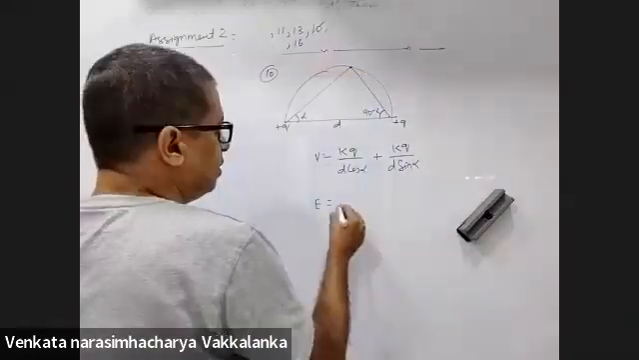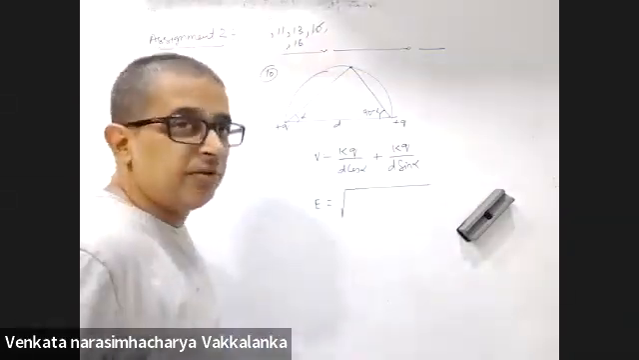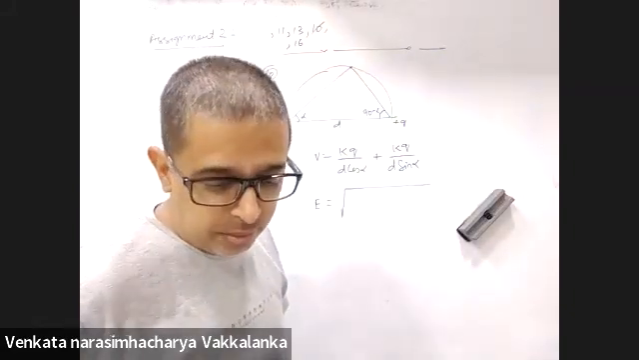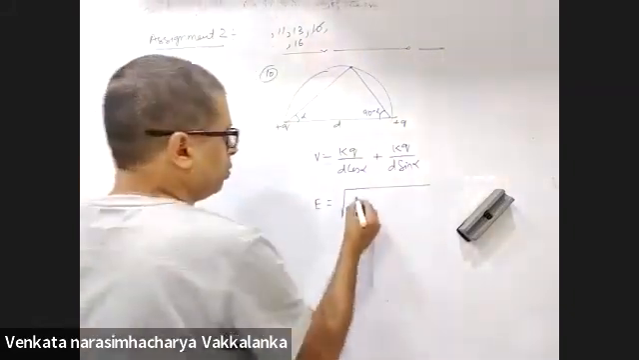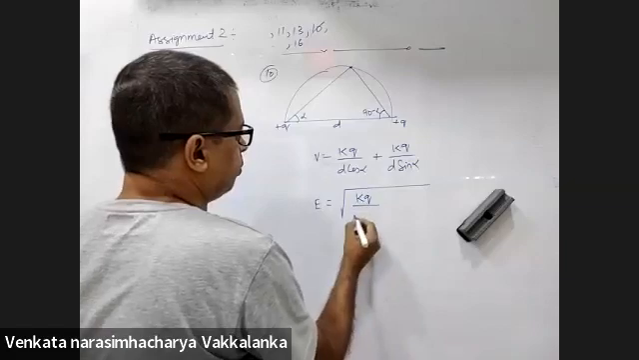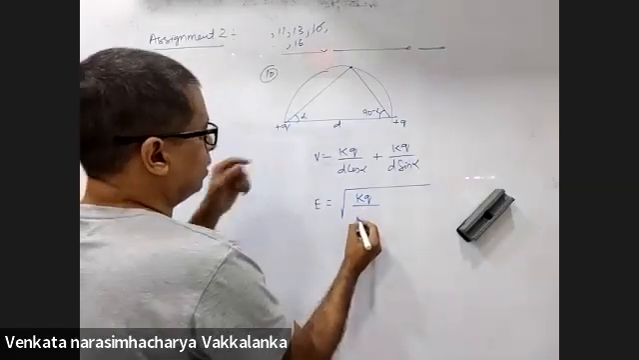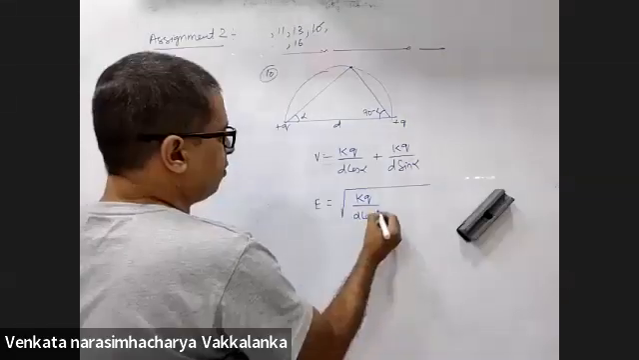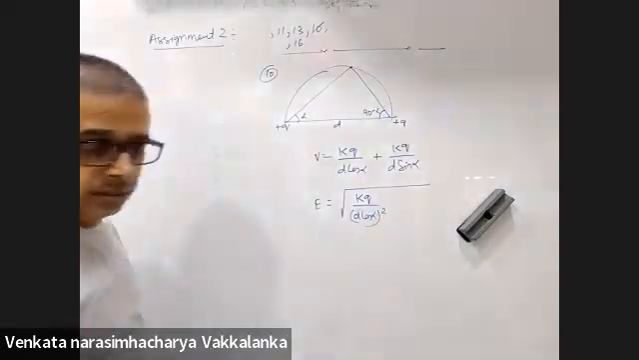Field here should be root over of, field root over of q, you would take, just think. kq by d cos alpha whole square.